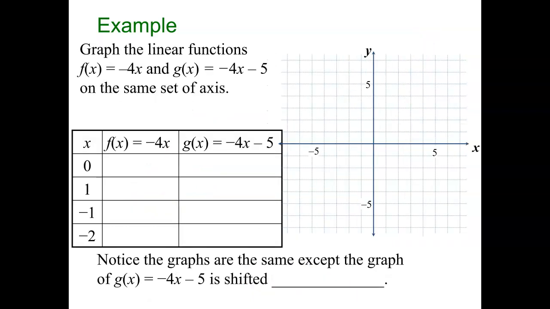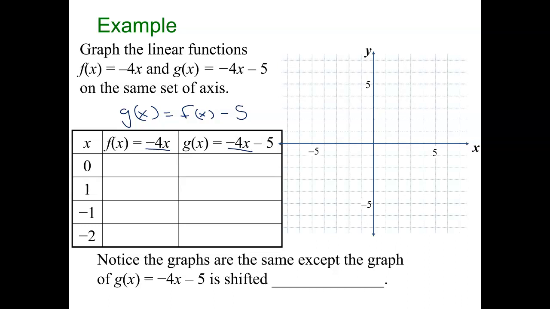So looking at the next one, let's make a prediction. If f of x is negative 4x and g of x is negative 4x minus 5, how is g of x going to relate to f of x? It's going to be down 5. So g of x is f of x minus 5. Once I fill in this column for f of x, I don't have to plug in 0 for g of x and do the whole evaluation again. I can just take my values from f of x, subtract 5, and that gives me my corresponding values for g of x.